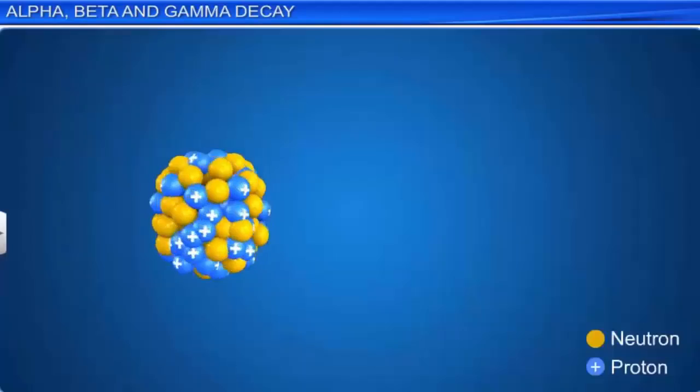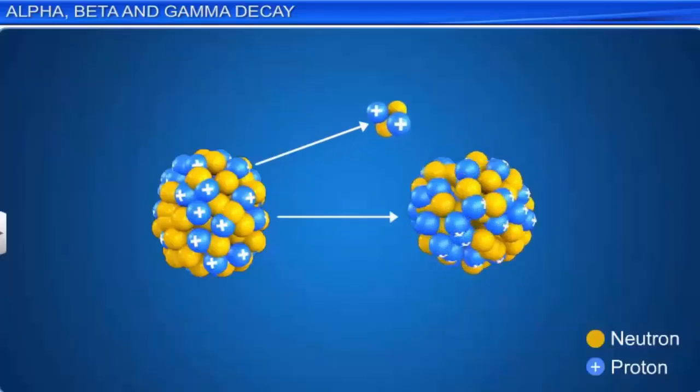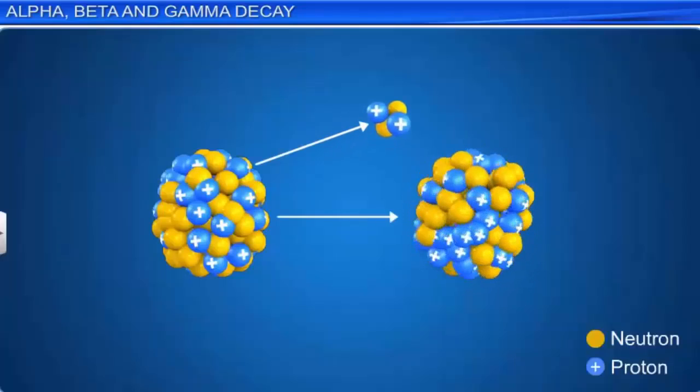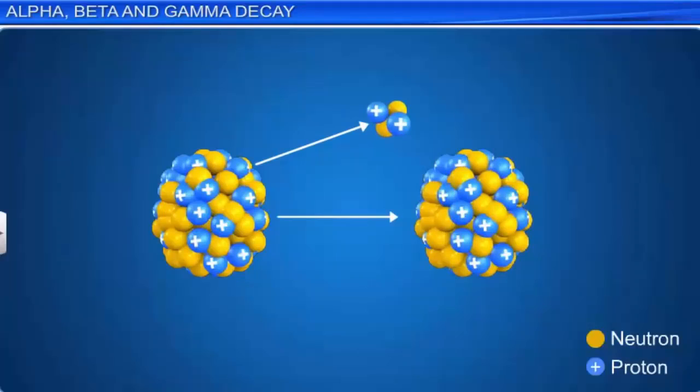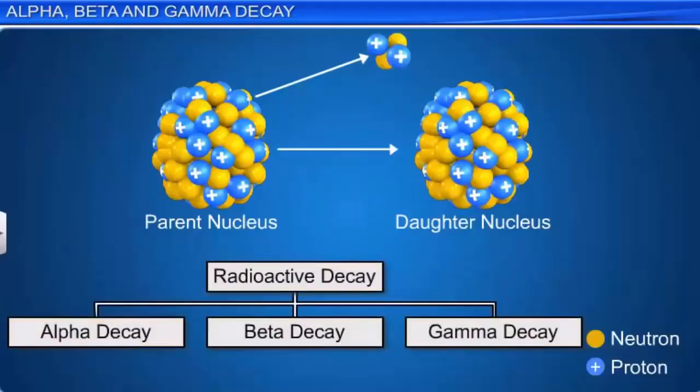The study of radioactivity has shown that a radioactive nucleus disintegrates or decays spontaneously. During a radioactive decay process, the original nucleus is referred to as parent nucleus, and the residual or resultant nucleus is referred to as the daughter nucleus. In nature, a radioactive nucleus can decay by three modes, namely alpha decay, beta decay, and gamma decay. Let us first study alpha decay.